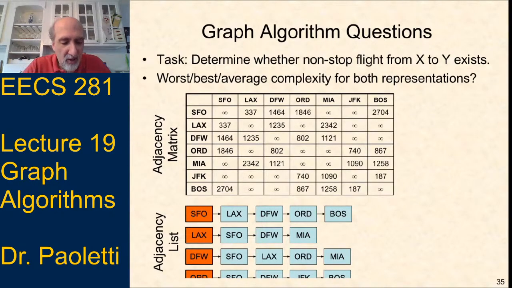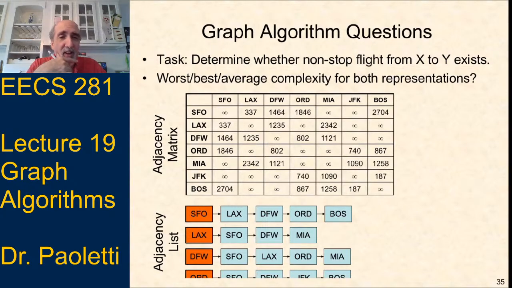So we've got a few questions to think about. We've got both representations here, and if you're looking at the slides, it's animated and has all the answers in it, but we want to think about these for a minute. I want to know whether a nonstop flight from X to Y exists. I give you 2 cities, X and Y. You have to determine whether a nonstop flight exists, and what its complexity would be for either one of the representations.